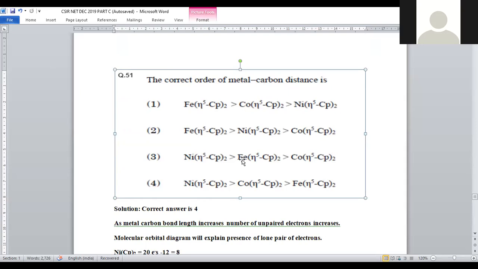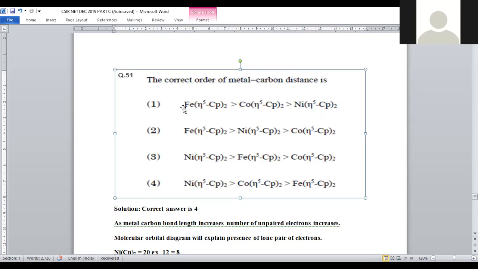In order to predict this correct order of bond distance, first we have to check what kind of complexes are given. All these are the complexes of transition metals. Here iron, cobalt, nickel complexes are provided, right? And in each complex we have the same kind of ligand, that is η5-Cp taken twice. η5 stands for each Cp group providing 5 electrons, right? So 5 electrons are contributed by each Cp cyclopentadienyl anion, so 2 Cp, nothing but 10 electrons, are given by this ligand.